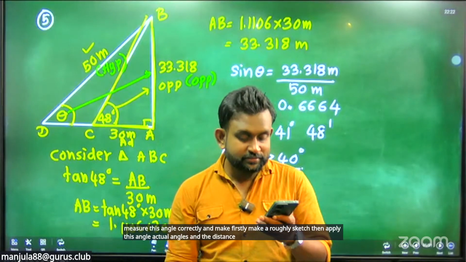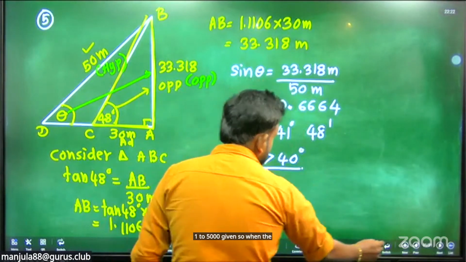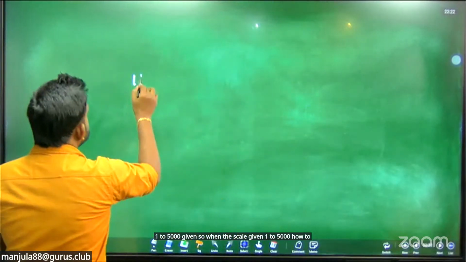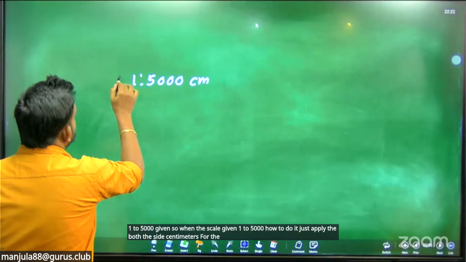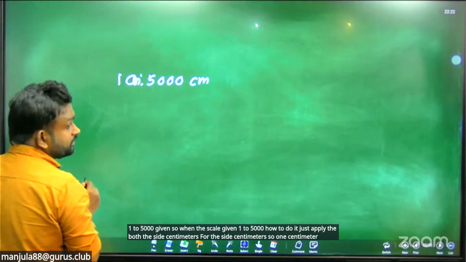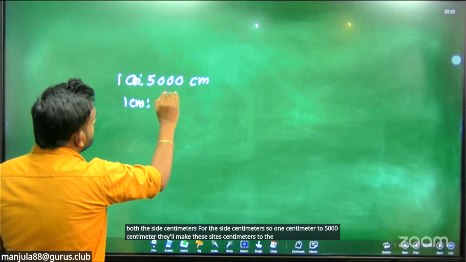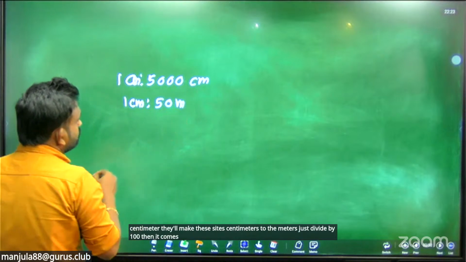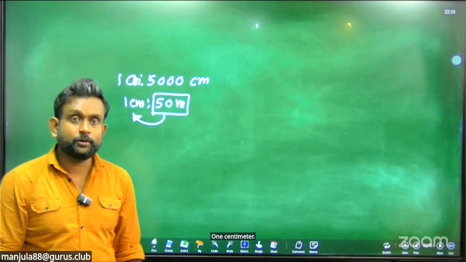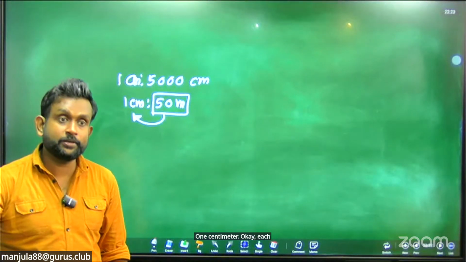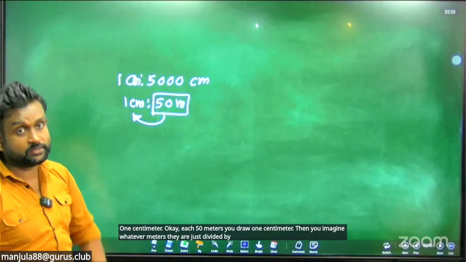How to make this distance as a scale diagram? 1 to 5,000 is given. So when the scale is given as 1 to 5,000, how to do it? Just apply centimeters to both sides. So 1 centimeter to 5,000 centimeters. Then to make the side centimeters into meters, just divide by 100, then it comes as 50 meters. So for each 50 meters you draw 1 centimeter. Then whatever meters they are, just divide by 50 and take how many centimeters.